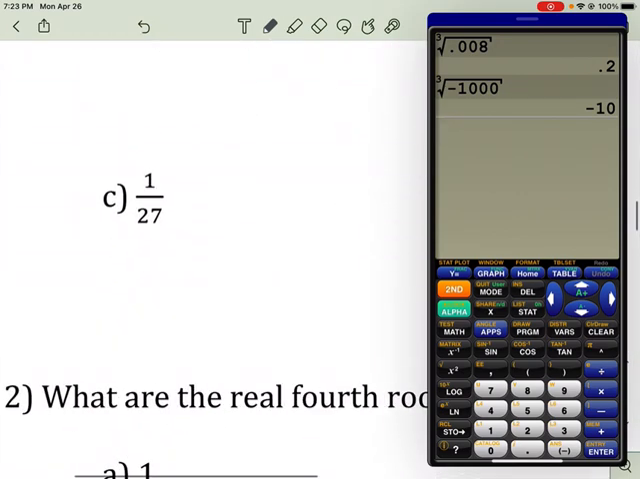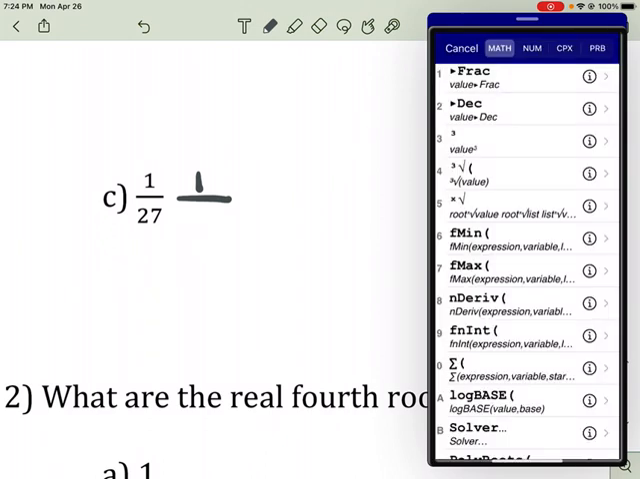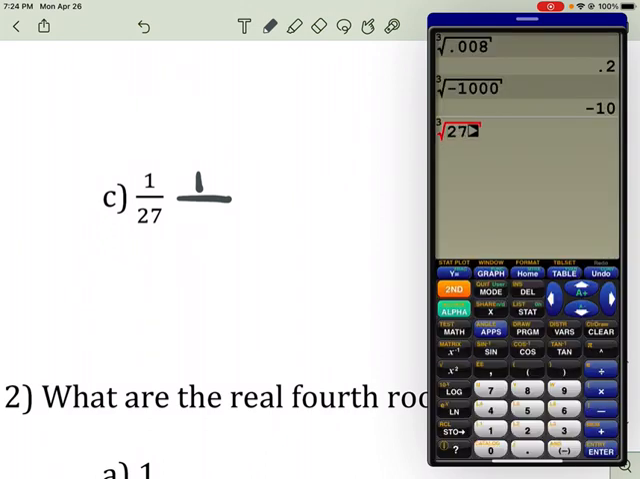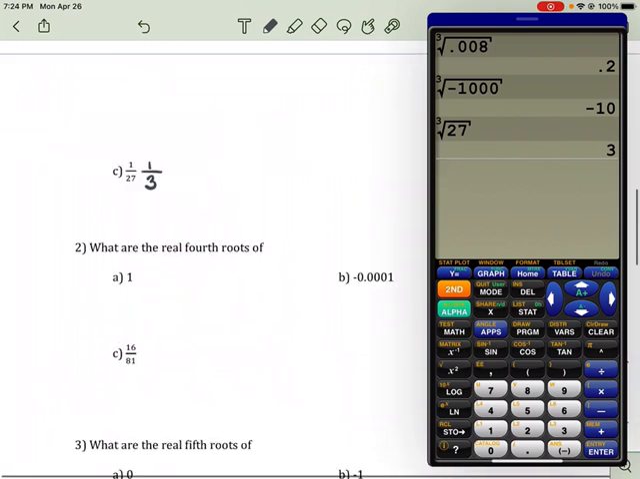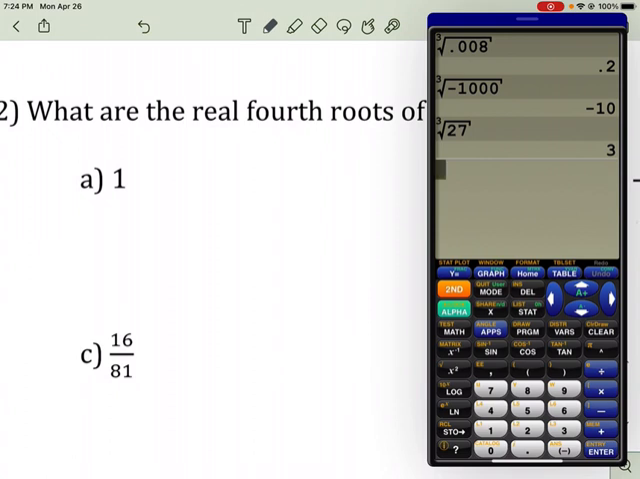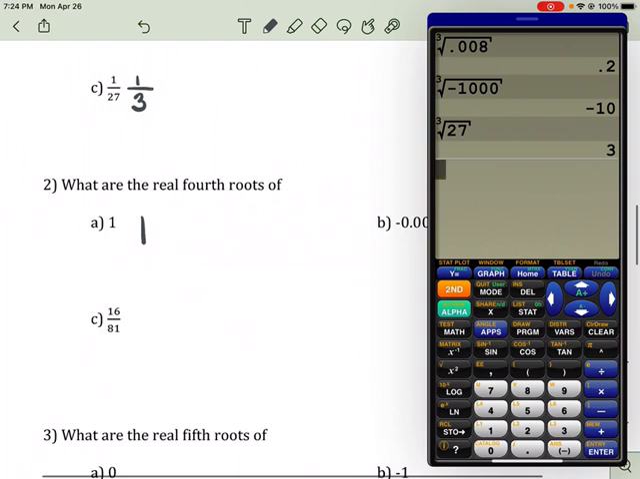Now 1 over 27. Here's what you're going to do: you're going to do the top and you're going to do the bottom. That's how we do fractions. So the cube root of 1 is 1. The cube root of 27: again, if you don't know, use your calculator. Don't write I don't know. You have technology, use it. So this is 3. So 1 over 3. All right, so let's talk about fourth roots. What number times itself 4 times gives me 1, not just 1? Now, fourth roots. So we got 1 and negative 1.